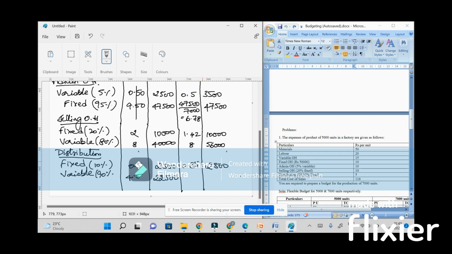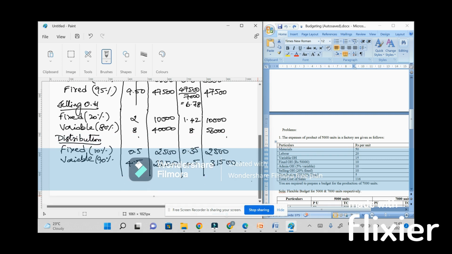When we're calculating it for 7,000 units, for fixed, the amount I'll consider the same way, 2,500 divided by 7,000, which is 0.35. And in terms of variable expenses, it's 4.5 into 7,000. That's going to give me 31,500.